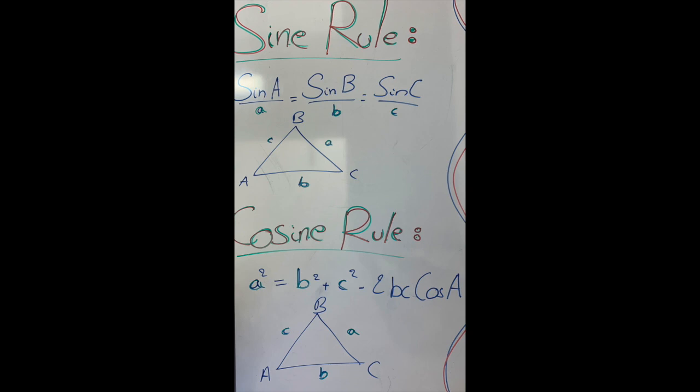The cosine rule for triangles is a squared is equal to b squared plus c squared minus 2bc cos of A. You can rearrange the formula to find the angle of one side.